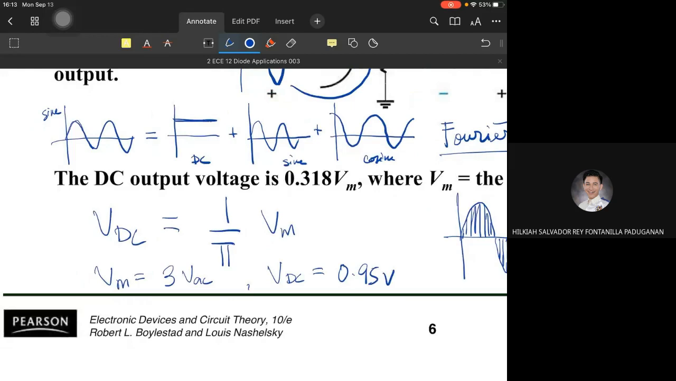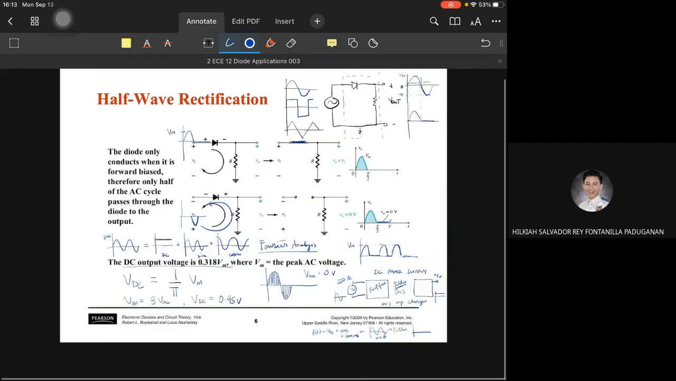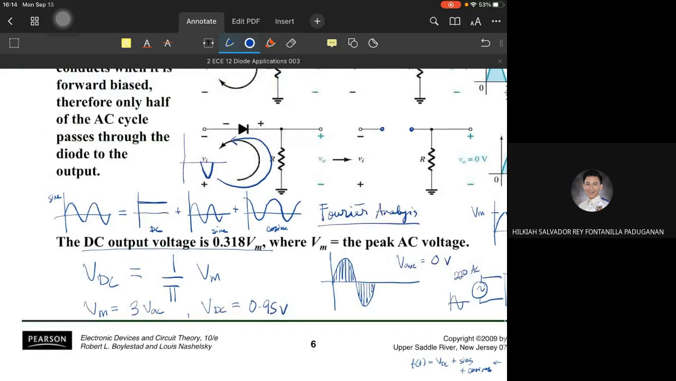So, it's a bit long. That is the explanation behind what the DC output voltage is. Even in this slide, it is assumed directly. They just state as is that the value for the DC voltage is 0.318 times Vm. So that's the explanation behind the DC output voltage.